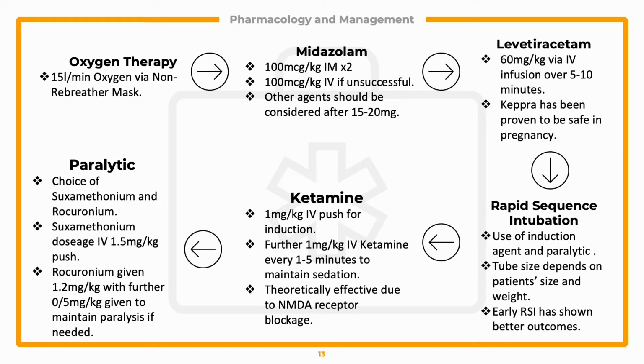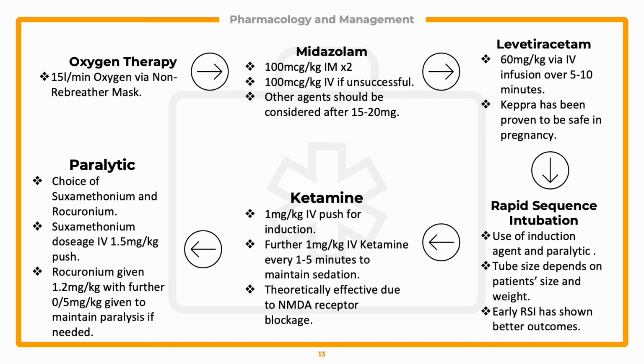The first line agent to treat the seizure is midazolam. The advanced care paramedic treatment involves intramuscular midazolam, so we need to remember this may be given before we give further doses. The first dose of midazolam is given intramuscularly at a dose of 100 mics per kilo and can be repeated one time. So let's try the basics first before we go into the advanced stuff.